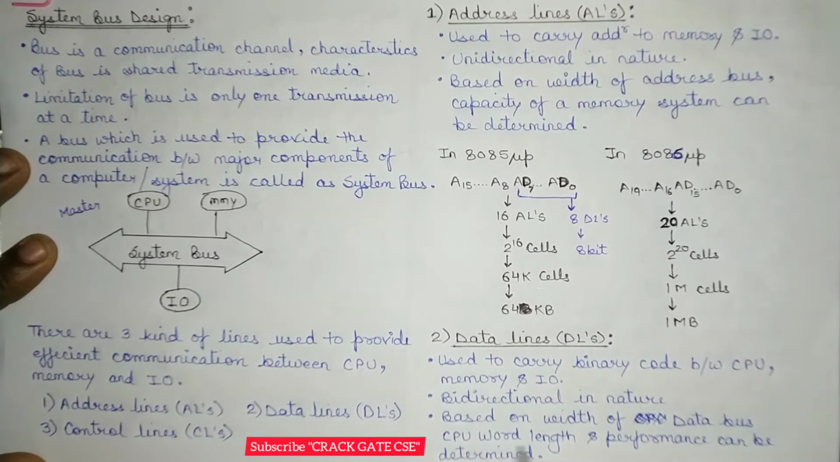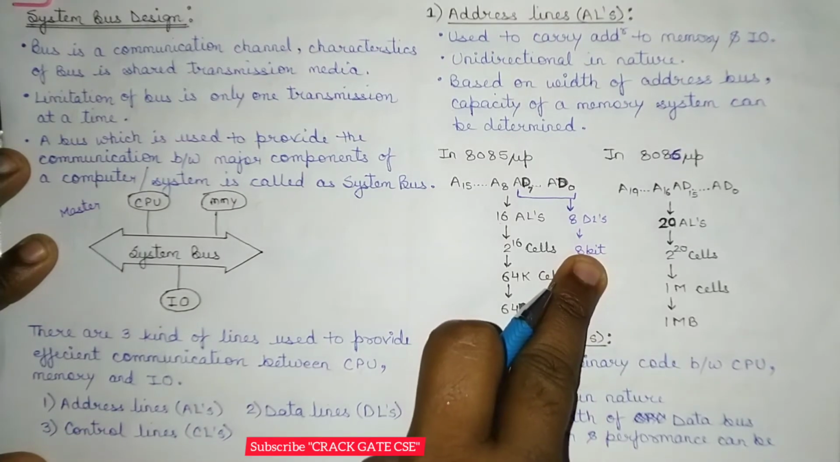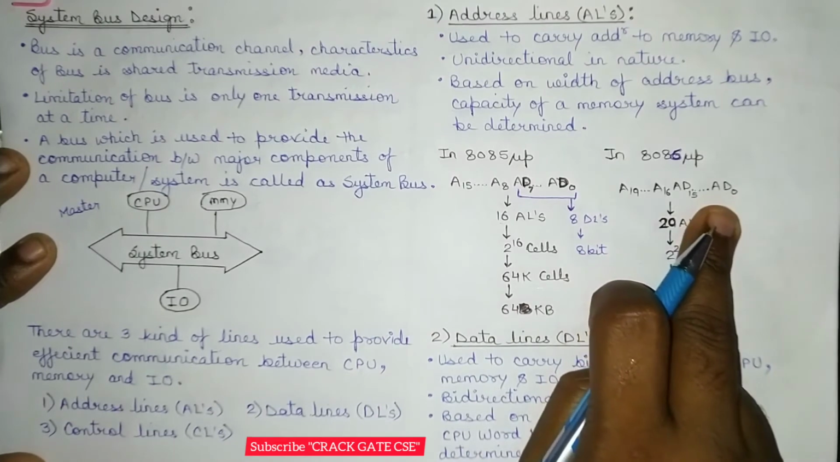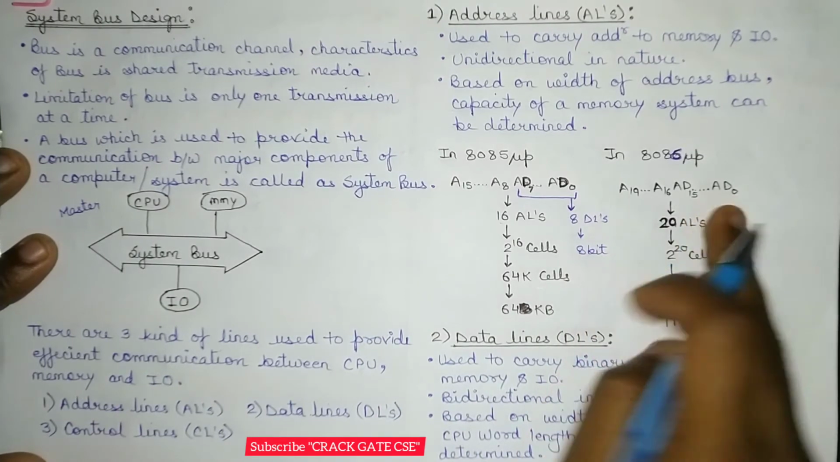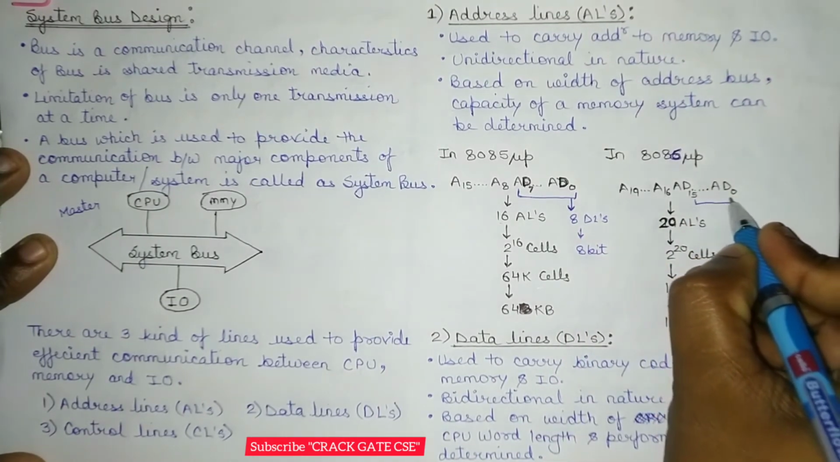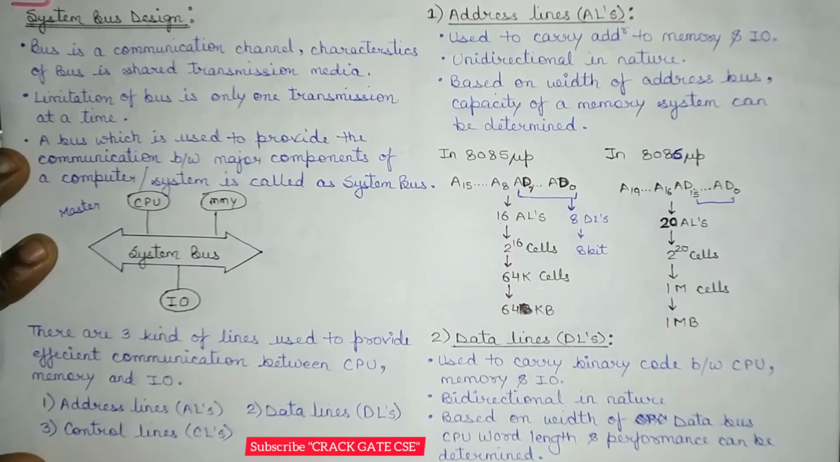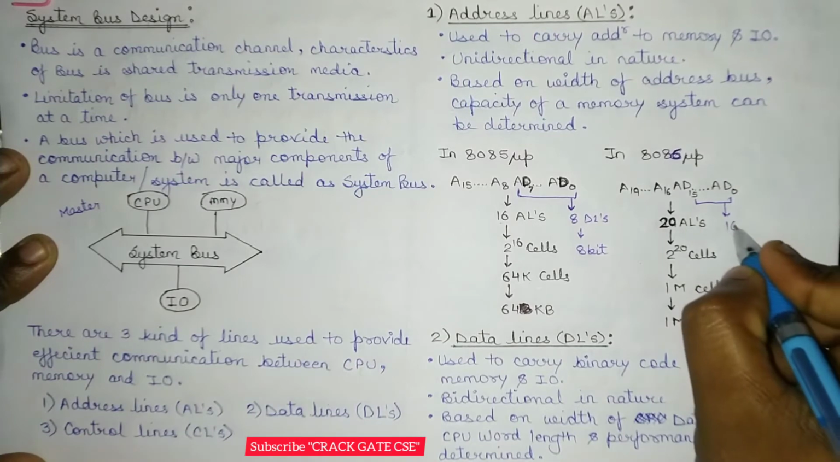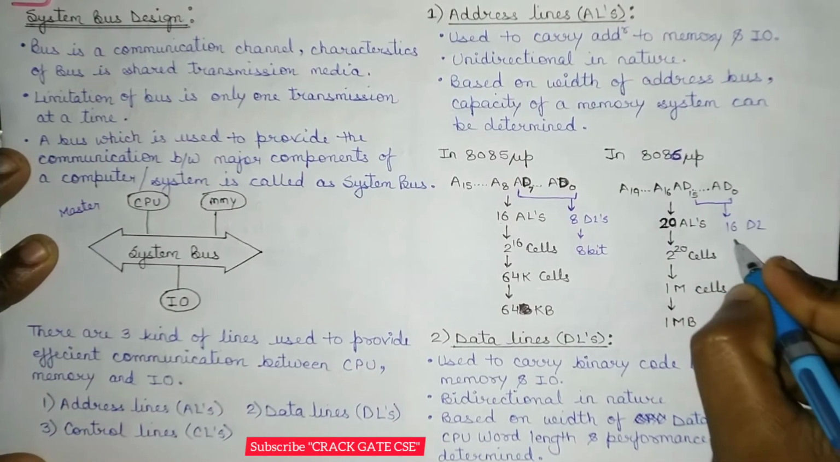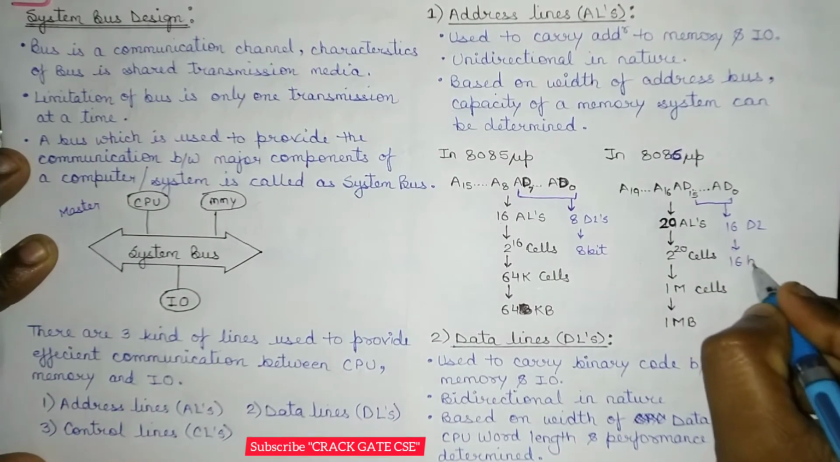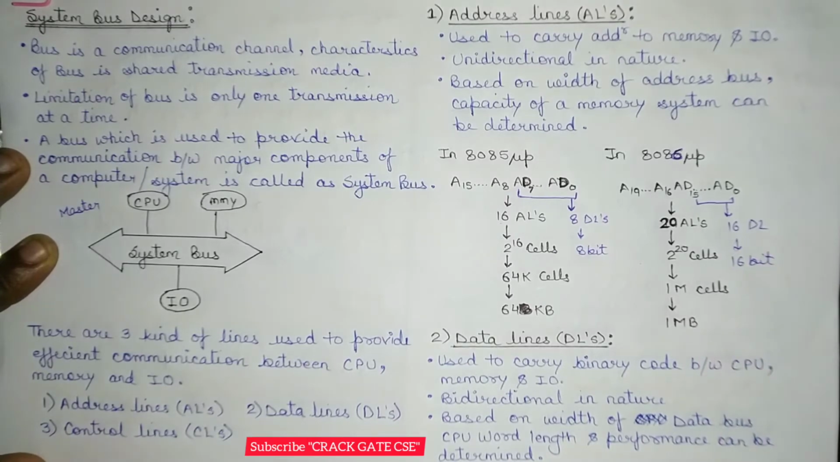That means the CPU word length is equal to 8. Similarly, if you consider the 8086 microprocessor, here we are having 16 data lines. So these 16 data lines represent the word length, which is 16-bit. That means operations are performed on 16-bit data.